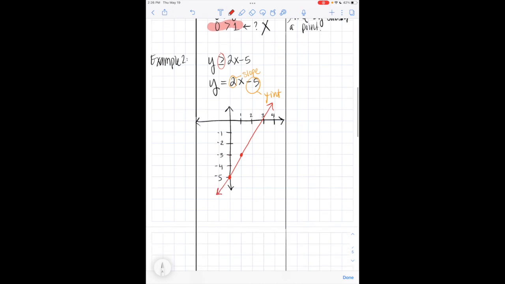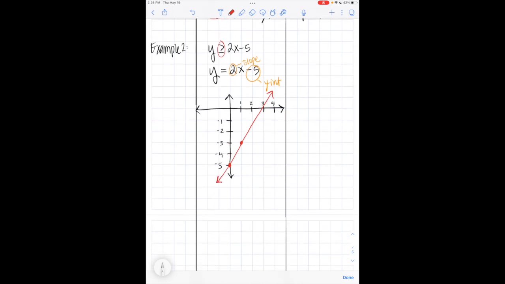Okay. And now we need to check if we're going to shade the side where we have 0, 0. Remember, this side is 0, 0. Or the other side. So let's substitute 0, 0 into our equation. y is greater than or equal to 2x minus 5. Sorry, I keep saying equation, but I should say inequality.